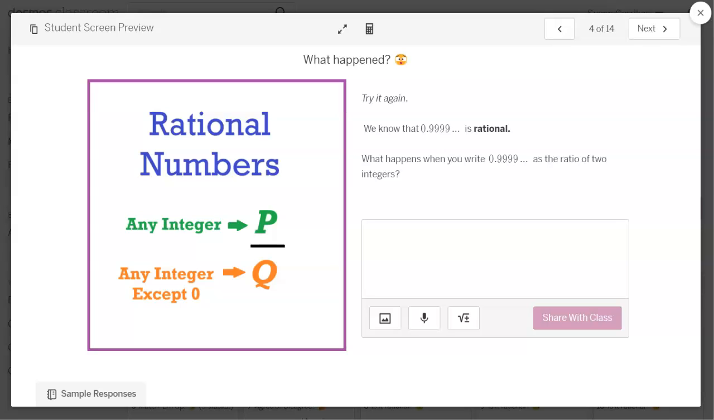This one is a little bit unexpected. It's one of those that kids go, what? Every time you do it. So they're going to do the same strategy again, create a system of linear equations and solve them to find the ratio of 2 integers.